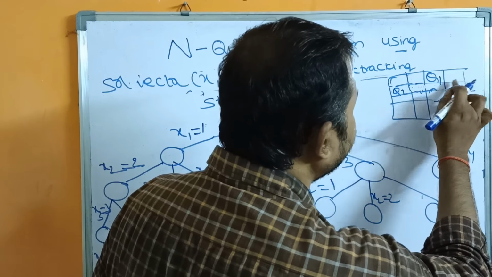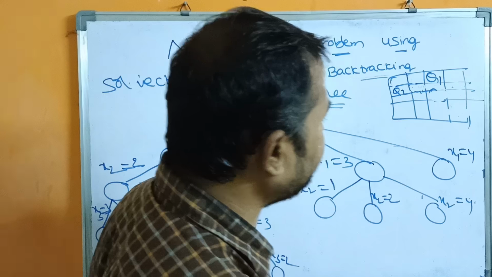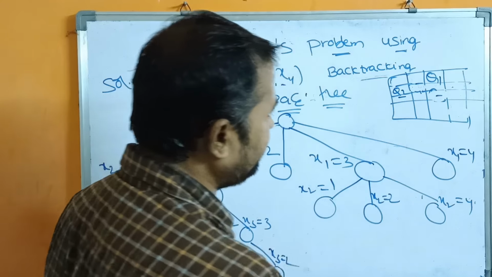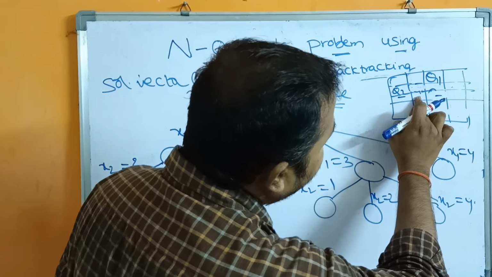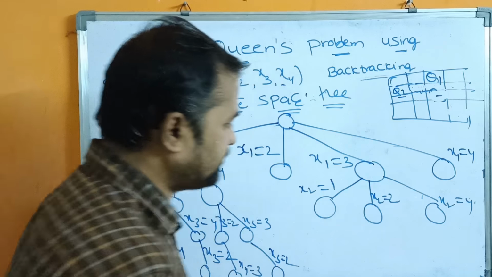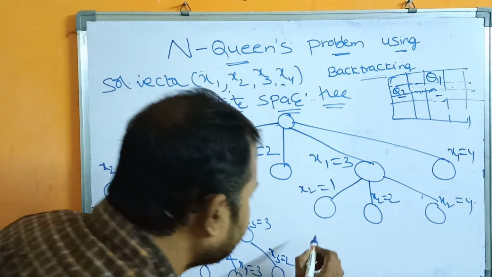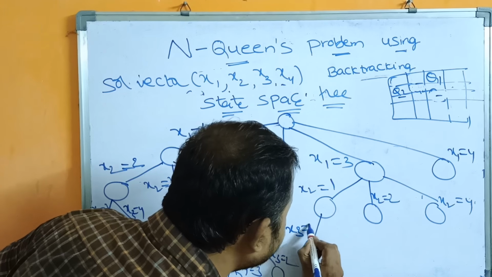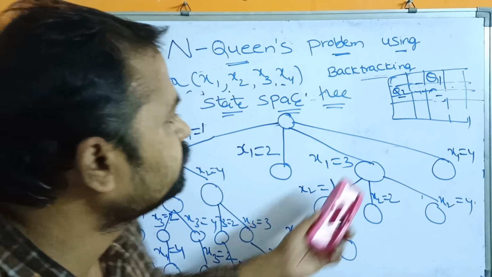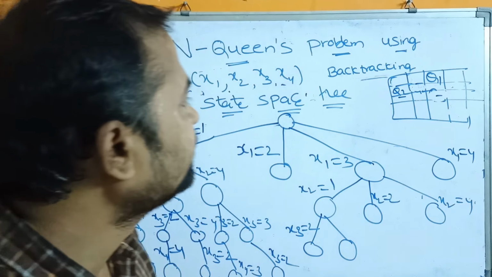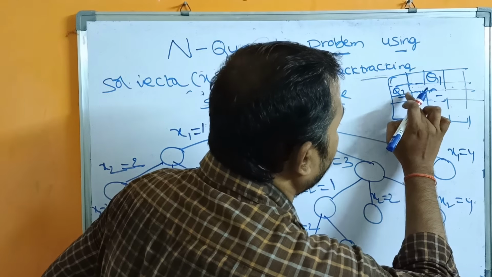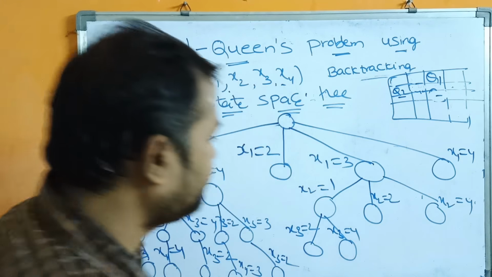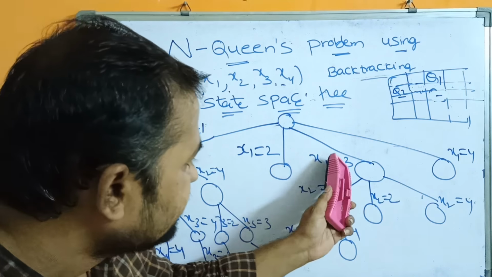If queen 2 is placed here, then where can we place q3? We can't place here, we can't place here. Okay. So we can place either in third row second cell or third row fourth cell. So that means x3 is equal to 2, or we can place in the fourth cell. So x3 is equal to 4. Okay. So likewise, 3 2 is over.